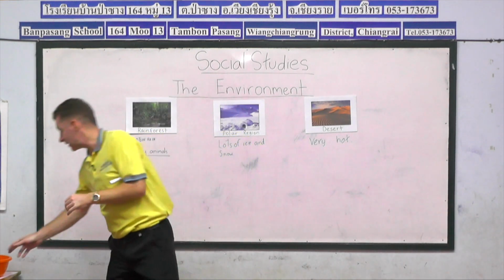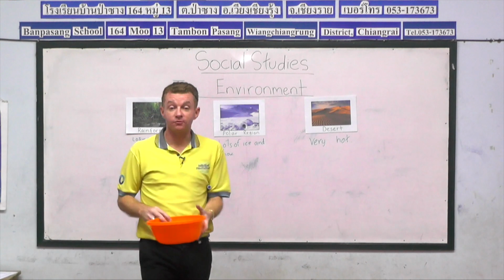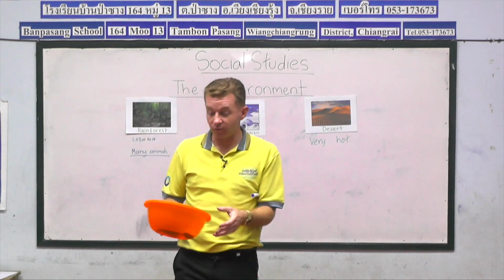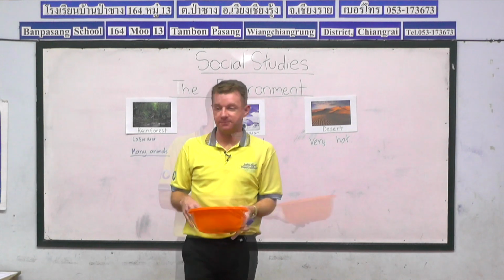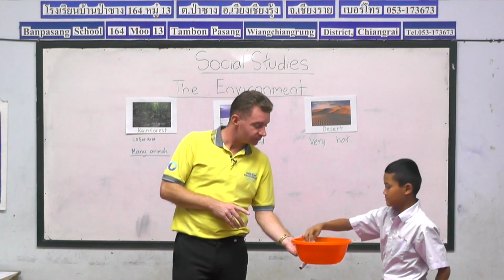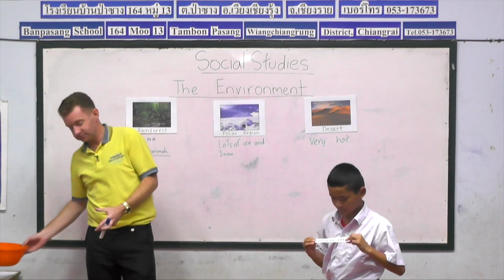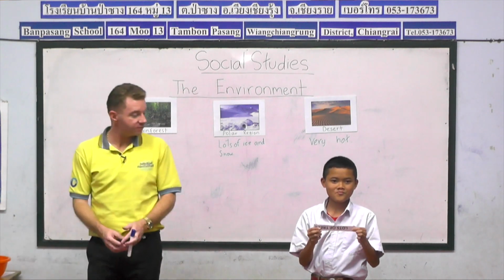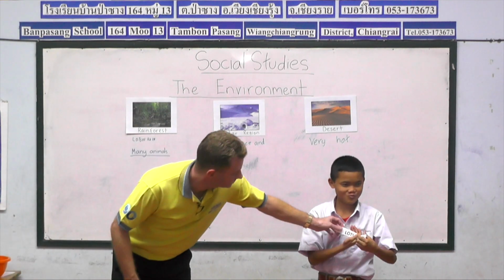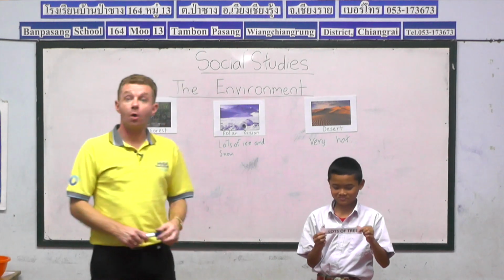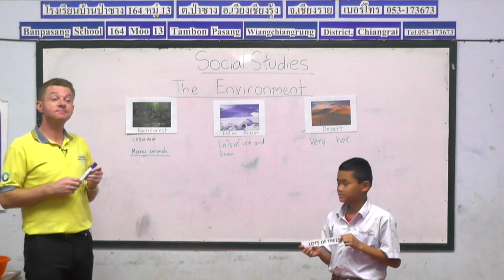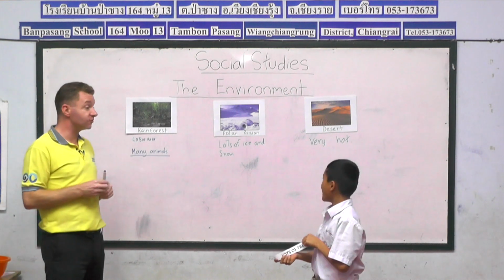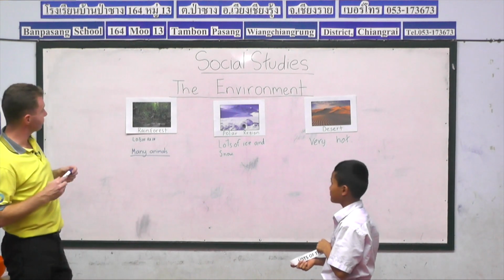And now, it's the turn of Chew. So Chew, come and join me at the front of class, please. Time for Chew to choose a flashcard. Choose a flashcard and show it to your friends. What do we have? Lots of trees. Lots of trees in the desert? In the rainforest. So Chew, where can you see lots of trees?